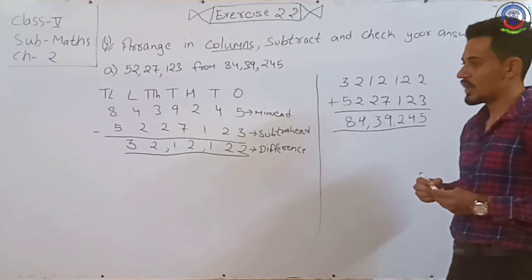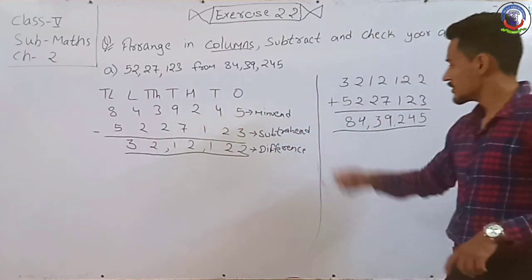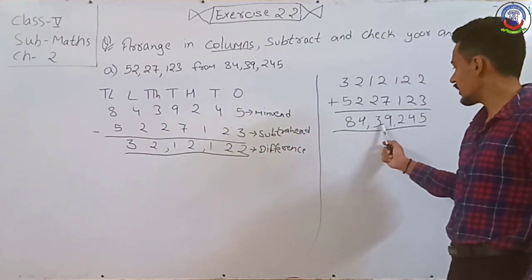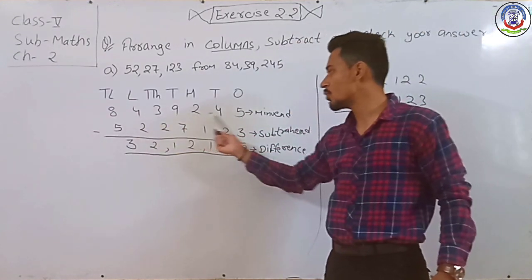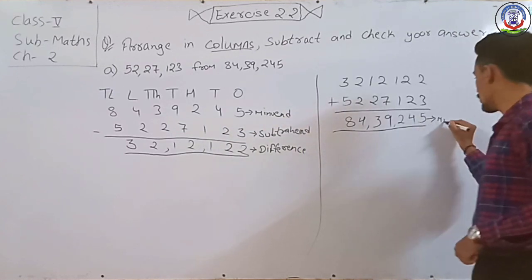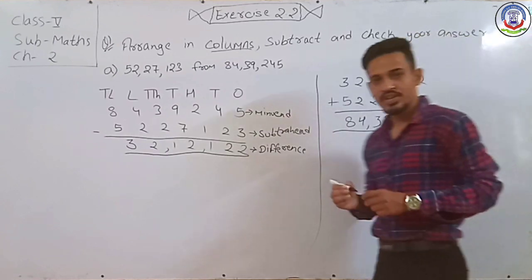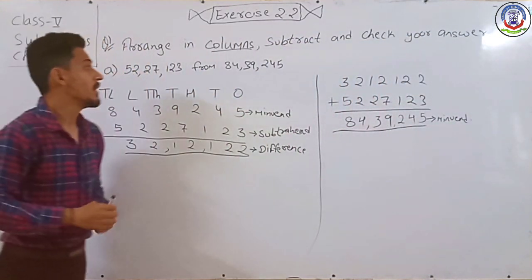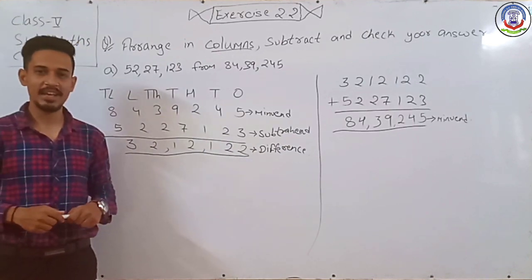So our addition of these two numbers is 84,39,245. So let's check. This number and the minuend number are equal. Here 84 lakh 39,245, and here also 84 lakh 39,245. So this is the minuend. So our checking is over. Now we can get the answer of this question.